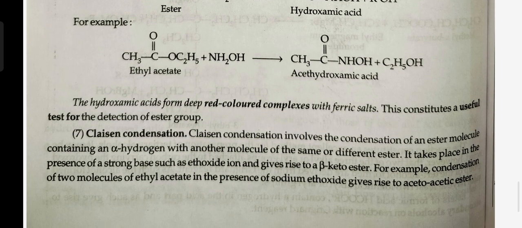Claisen condensation. Claisen condensation involves the condensation of ester molecules in the presence of a strong base such as ethoxide ion and gives rise to a beta keto ester. For example, condensation of two molecules of ethyl acetate in the presence of sodium ethoxide gives rise to acetoacetic ester.